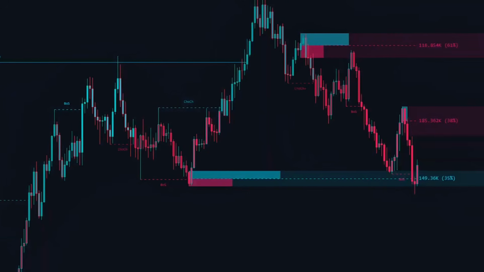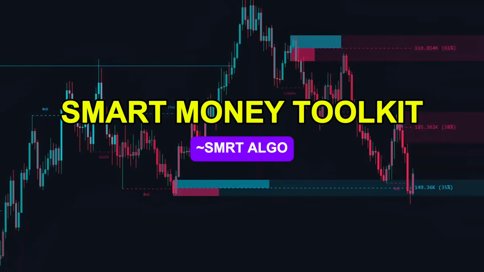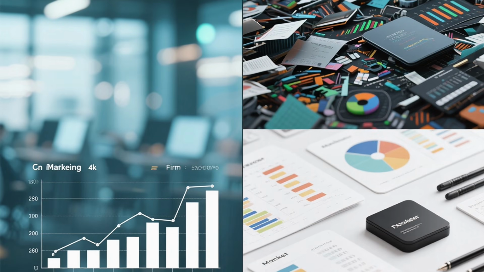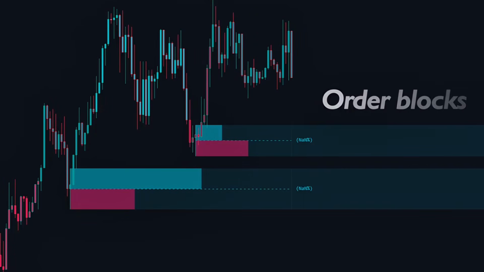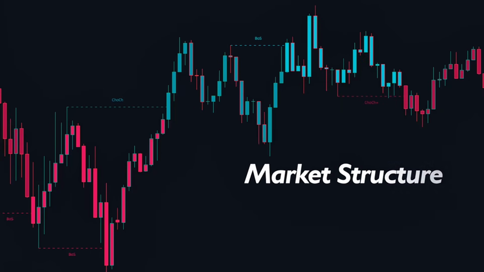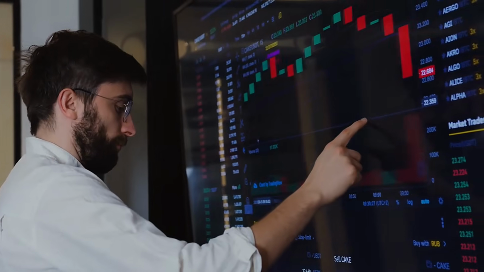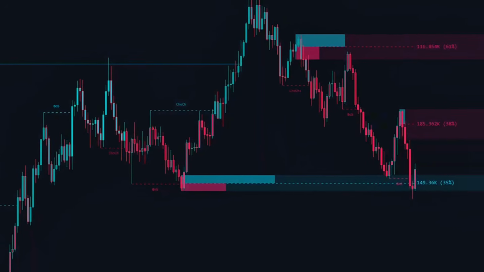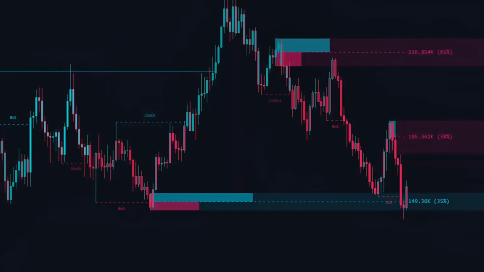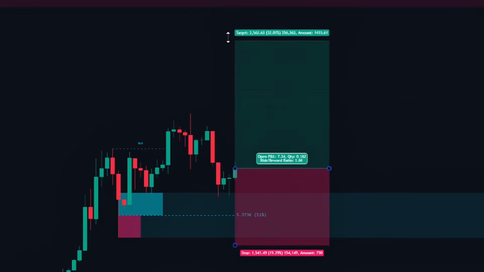Today, I'll be breaking down the Smart Money Toolkit by SMRT Algo, an advanced TradingView indicator designed to help you analyze the market with precision, spot valid order blocks, fair value gaps, and even track structure shifts in real time. So in this video, I'll walk you through what this indicator is all about, the key features that make it stand out, and then I'll show you a simple but powerful trading strategy you can use with it.